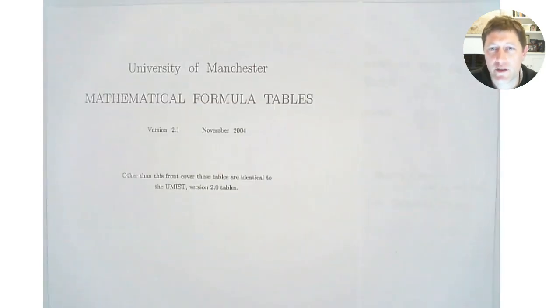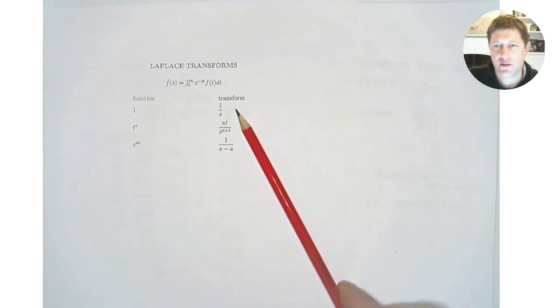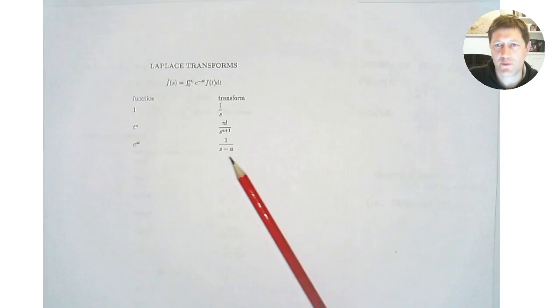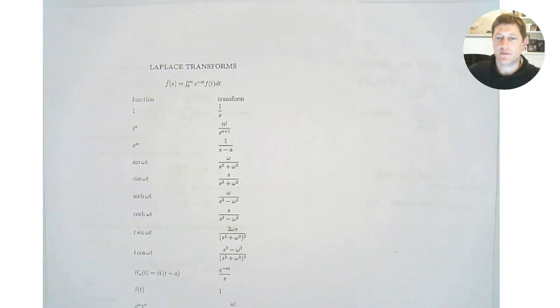This is a copy of the University of Manchester mathematical formula tables, and you'll have seen this in exams in previous years. It contains lots of useful information about Laplace transforms. So it has the definition of a Laplace transform, and it has lots of examples where it shows the function in time and the transformed function in s. So long as we can use the partial fraction expansion to get terms that look like these terms, as we work down the table column, then we know that we can do the inversion very simply. So that's the objective.